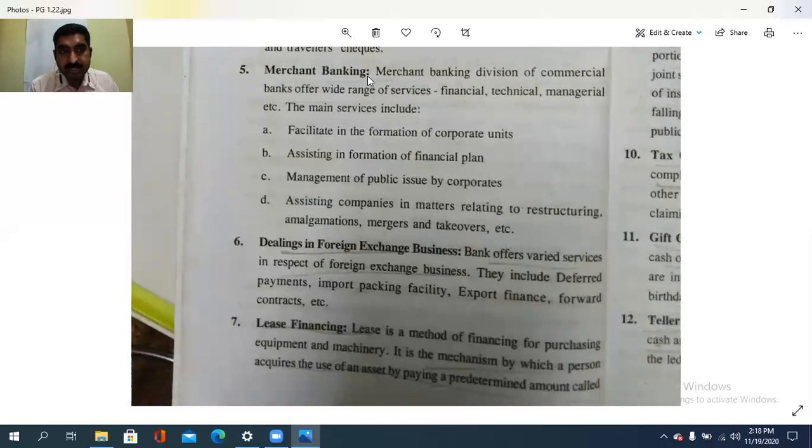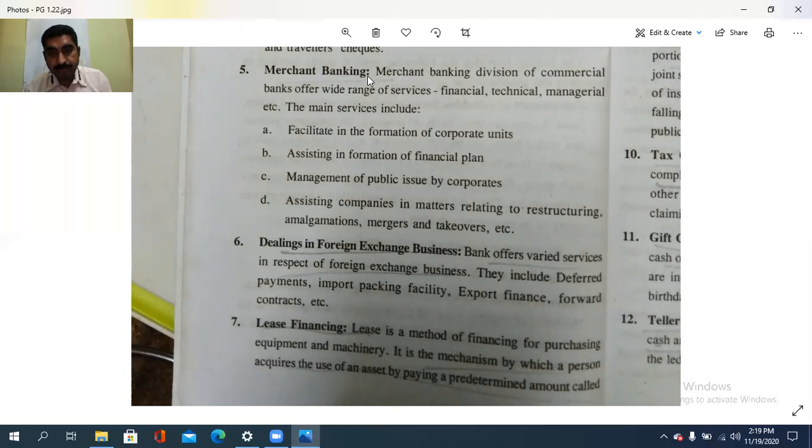Next we are going to dealings in forex, foreign exchange business. Forex banks are also a part of the commercial bank. So bank offers varied services in respect of the foreign exchange business. They include deferred payment, import packing facility, export finance, then forward contracts, etc. So that is the dealings in foreign exchange.